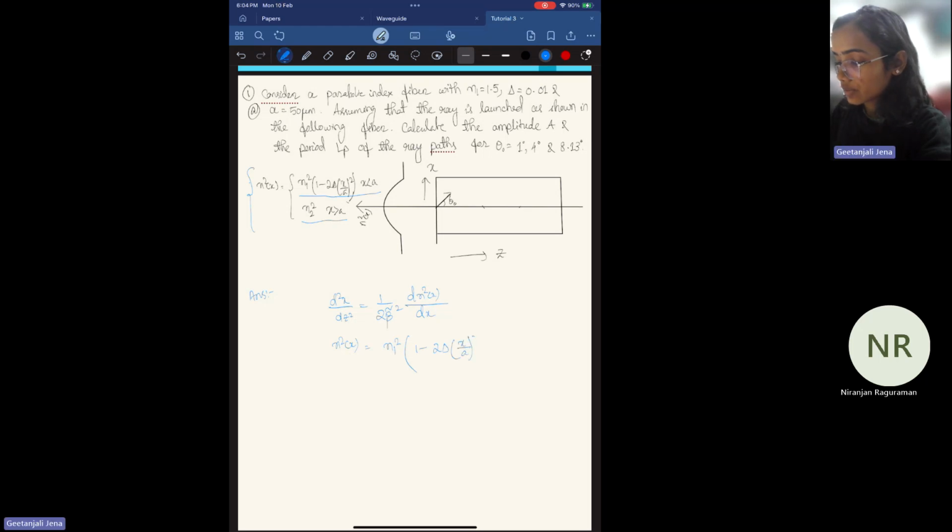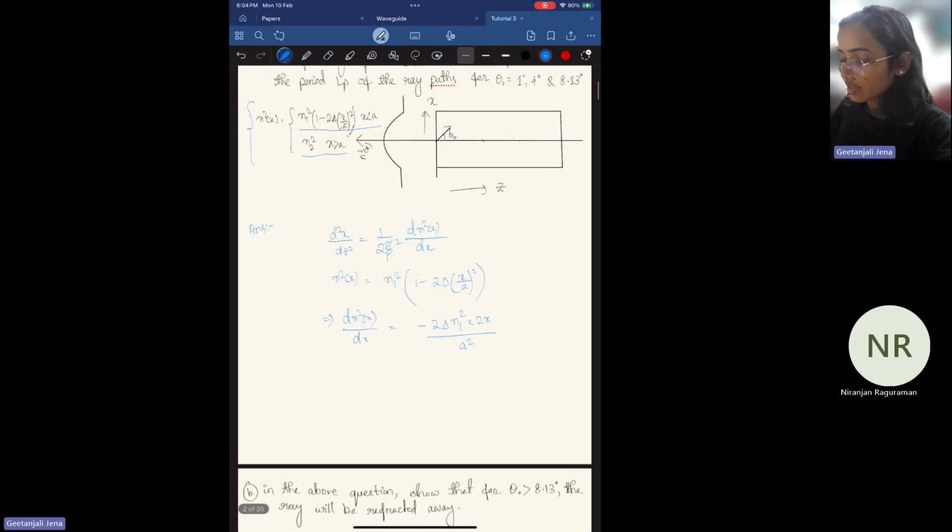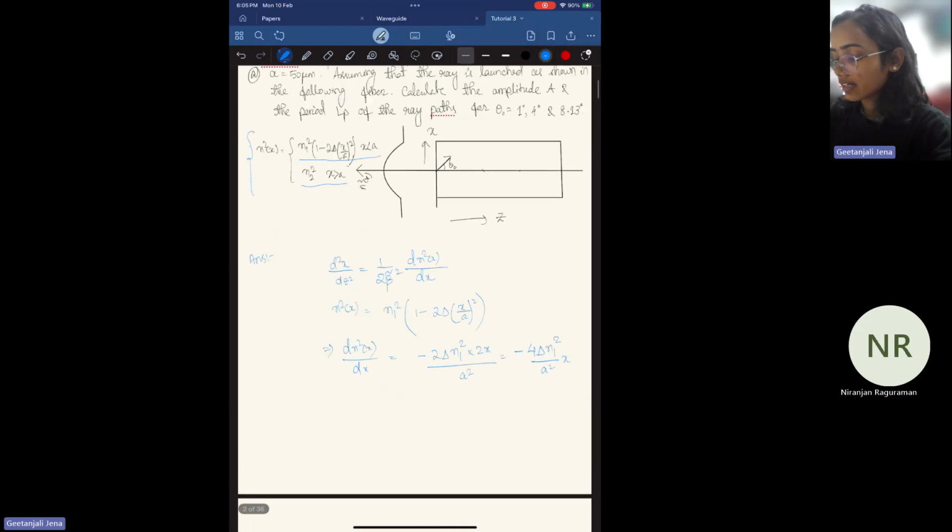x by a square. That means we can get the first derivative as minus 2 delta n1 square times 2x by a square. So that means this is minus 4 delta n1 square x by a square. So we got what is there on the right hand side. I'm writing this equation just to recall what has been taught in the course.